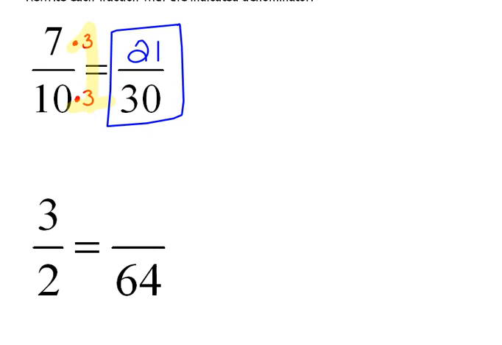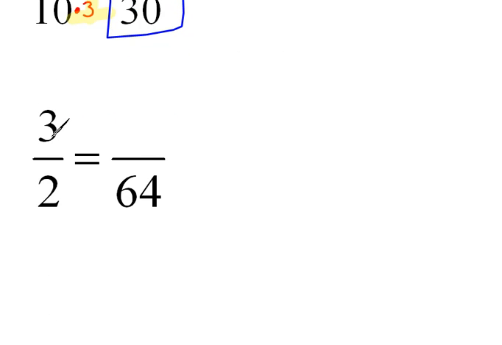Okay, let's try one more of those. Here we have 3 halves, which is more than a whole one. If you had 3 shaded out of 2, you'd have a whole pizza and then part of another. So we want to shade that exact same amount, but this time we want to have 64 pieces rather than just 2. So we have to decide what we're going to multiply by. 2 times what would give us 64?